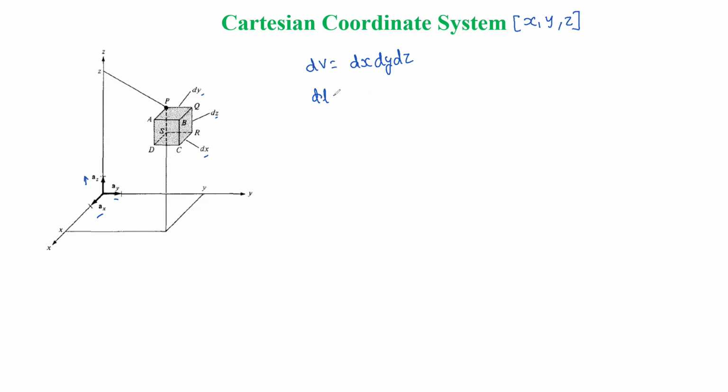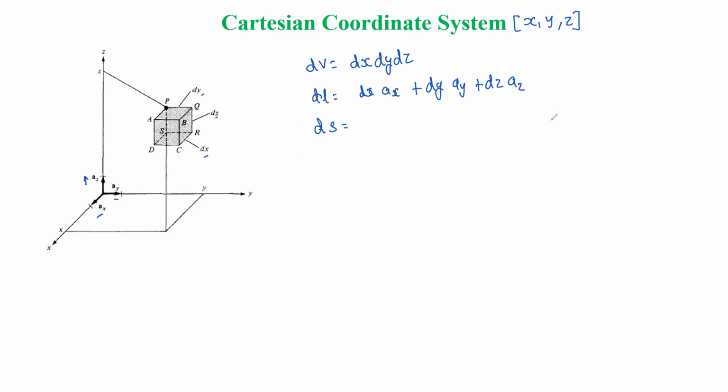Similarly, differential length or differential displacement dl we can write easily: dx ax plus dy ay plus dz az. Now we have to see the differential surface area. That is important here. So here we have different surfaces. If you see that, you will get three unique surfaces here. On the basis of that, we can have differential area.